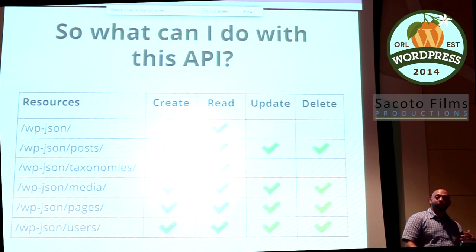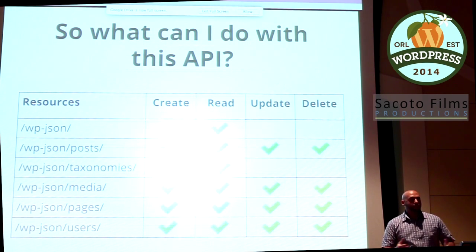All right, so what can this API do? Basically, you can update posts, taxonomies, media, pages, users, work with comments. Anything you could do in the admin, or most of it at least, you can actually interact with it over the API.